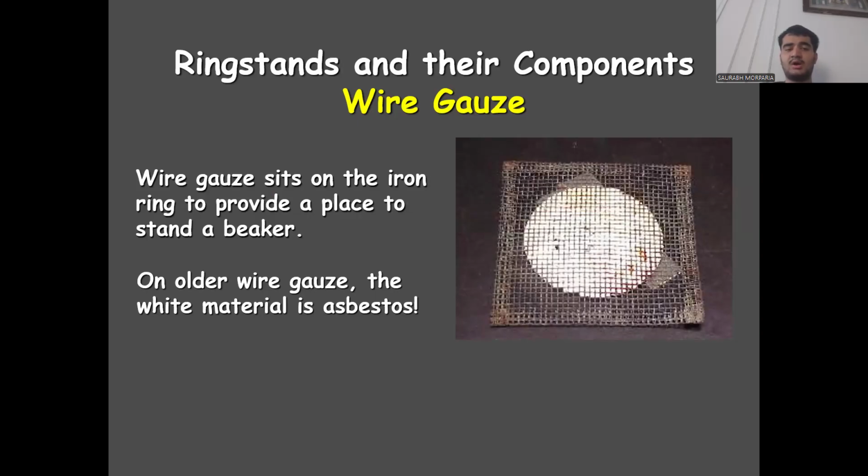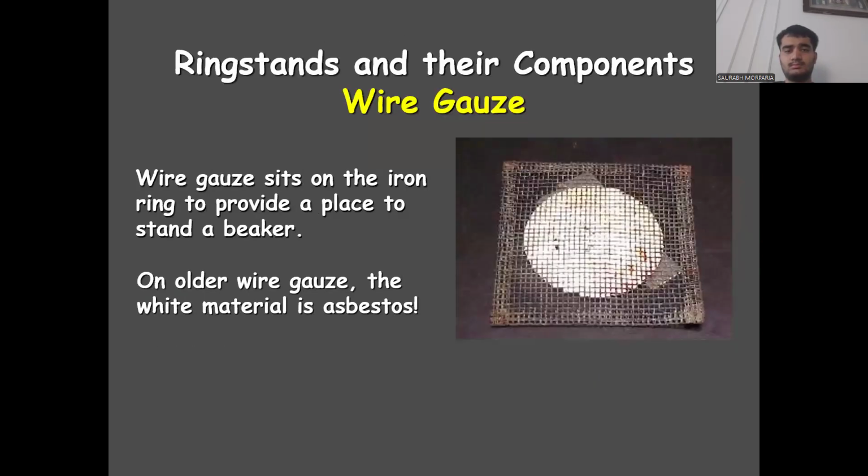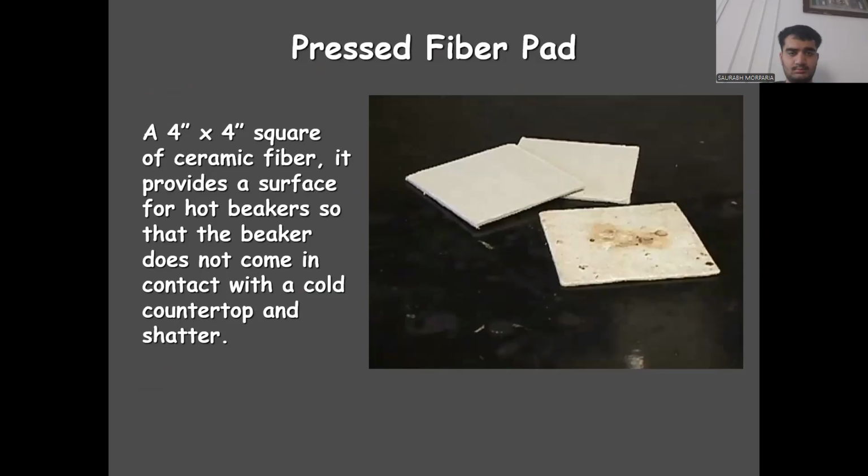On older wire gauze, the white material is asbestos. Ceramic fiber plate. A pad of ceramic fibers provides a carpet for a hot beaker so that the beaker does not come in contact with a cold countertop and shatter.